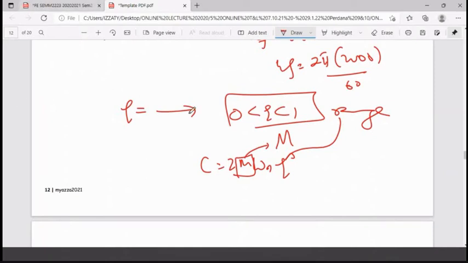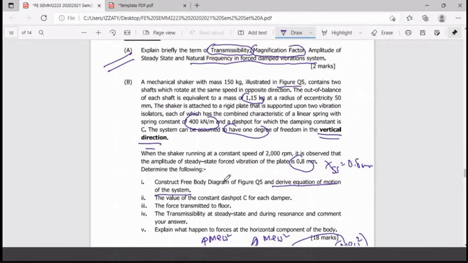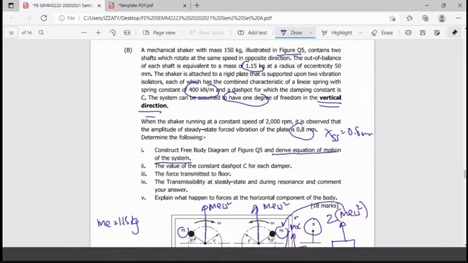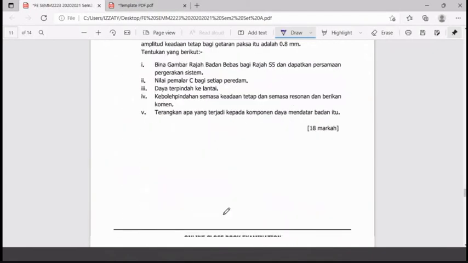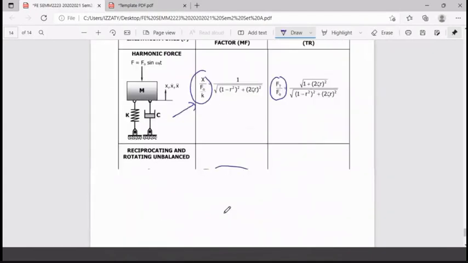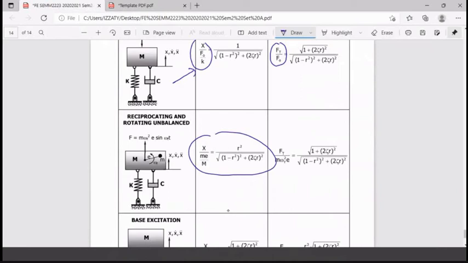So what is the next one? The value, correct, the force transmitted. Force transmitted is not very difficult. You go back to the equation here. Force transmitted is this one. Isn't it? You have omega F, you have E, so on, so you have the Ft. It's not very difficult.